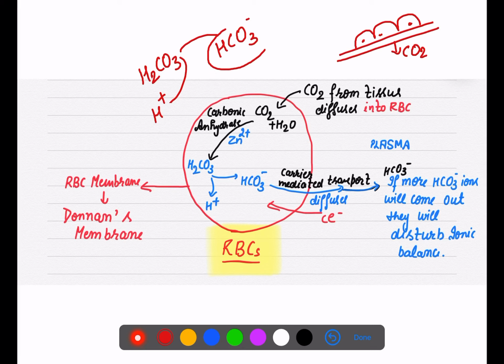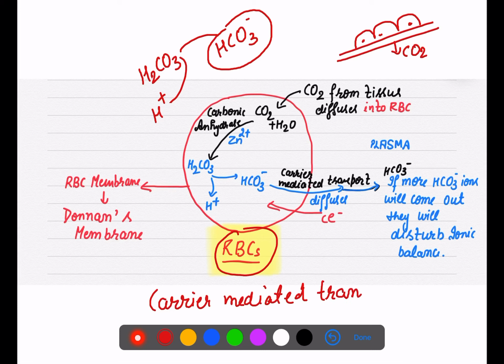Now these bicarbonate ions are formed in RBC. These bicarbonate ions will diffuse, they will move out into the plasma. How will they diffuse out? That transportation of bicarbonate ions from RBC into the plasma is done with the help of carrier-mediated proteins, so this transportation is known as carrier-mediated transport. Means for this kind of transportation we need the help of carrier proteins, right?